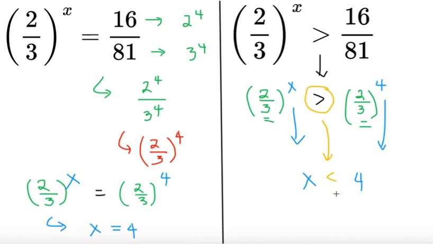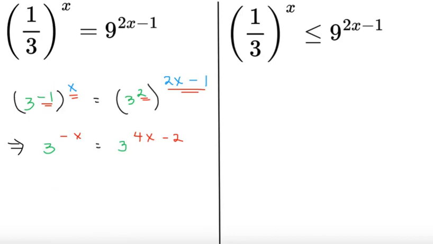Again, everything is practically the same as exponential equations. All we did is additionally check the base to know if we're going to retain or to switch the sign. All right, let's do another example. So 1/3 raised to x is less than or equal to 9 raised to 2x minus 1. Again, it's generally the same thing.